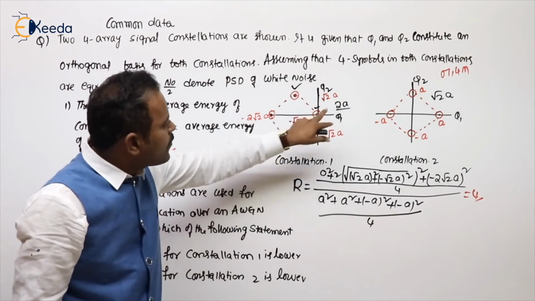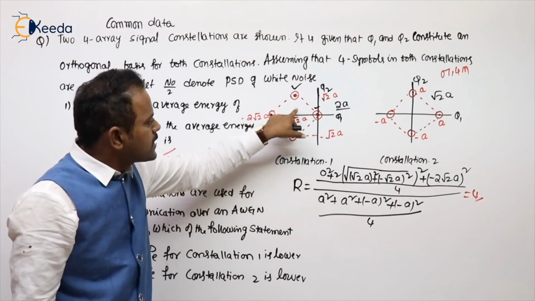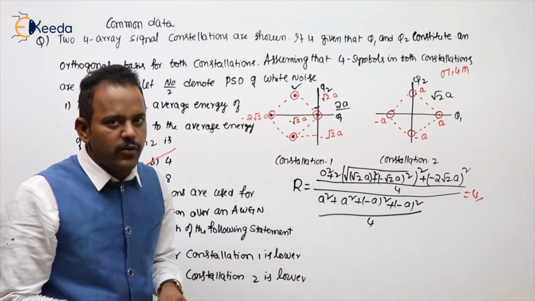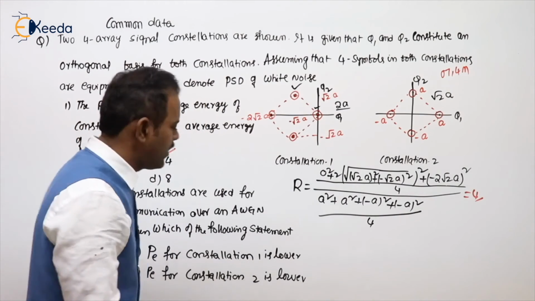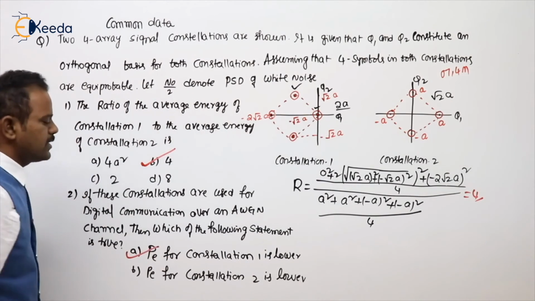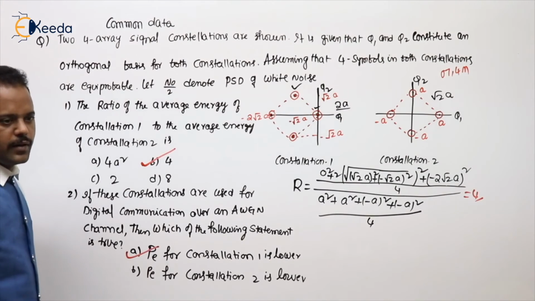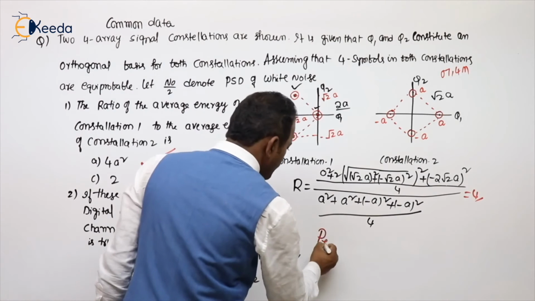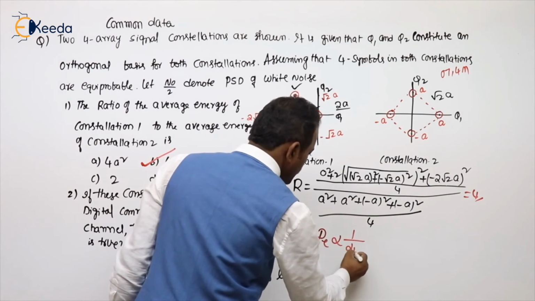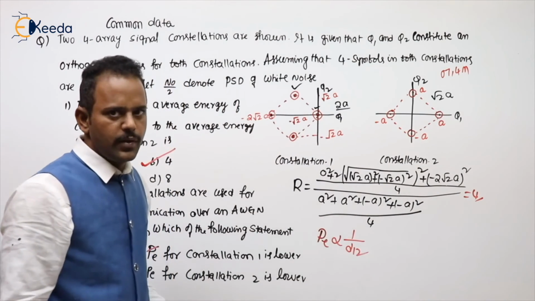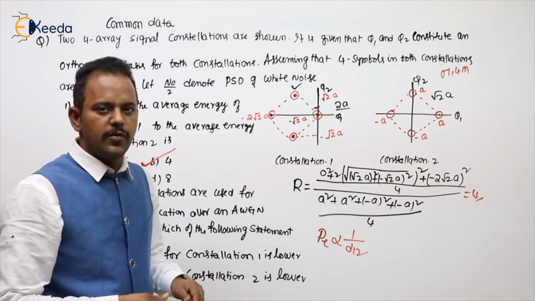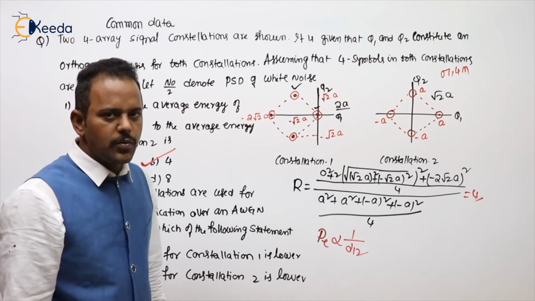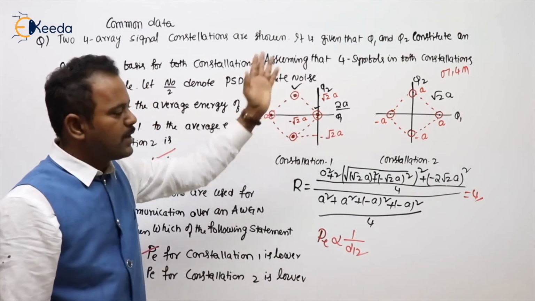Distance is more in the first constellation. If the distance is more in the first constellation, then probability of error in the first constellation is lower. So first statement itself. Distance is more, error less, because we know probability of error is directly proportional to 1 by distance. So from the calculation of distance itself, you can solve both problems. It's for 4 marks.